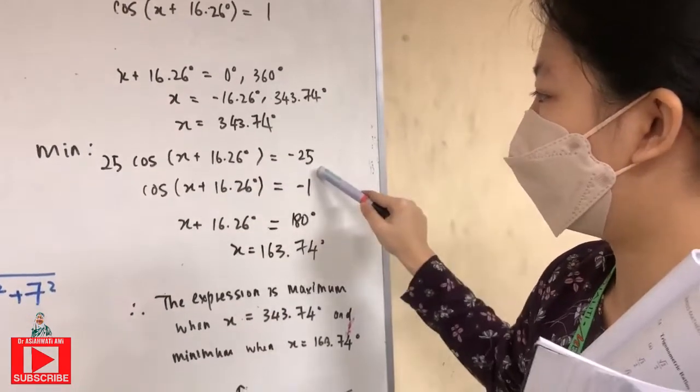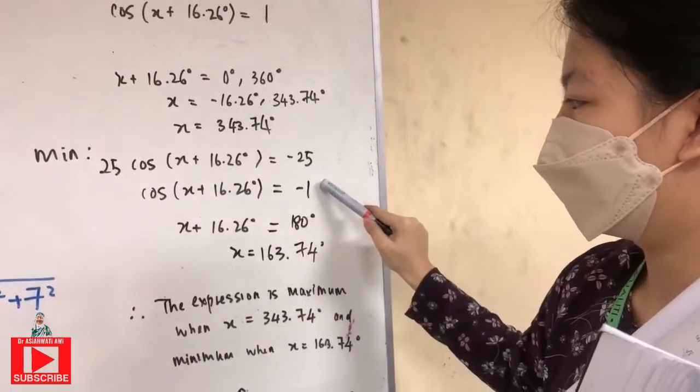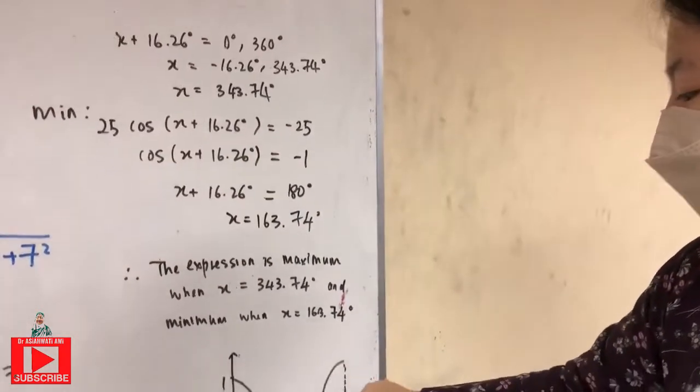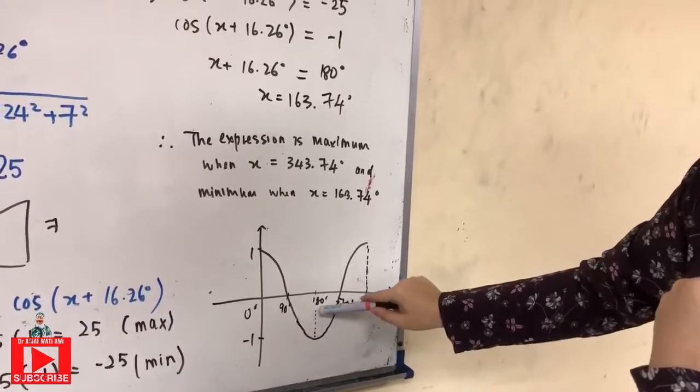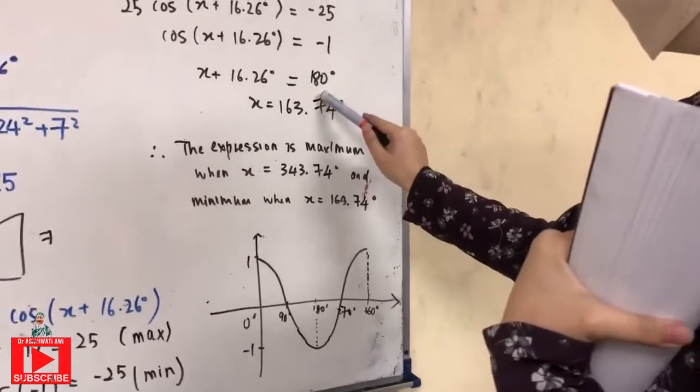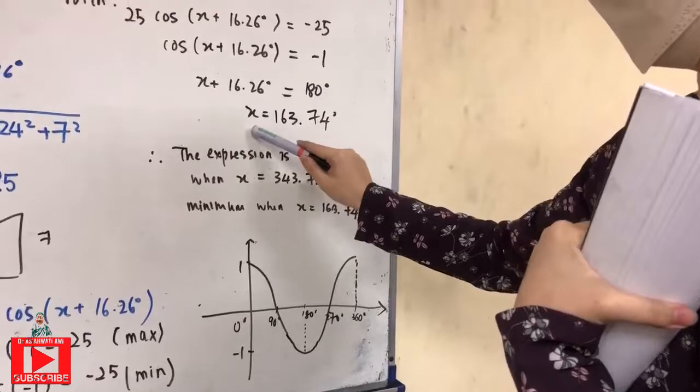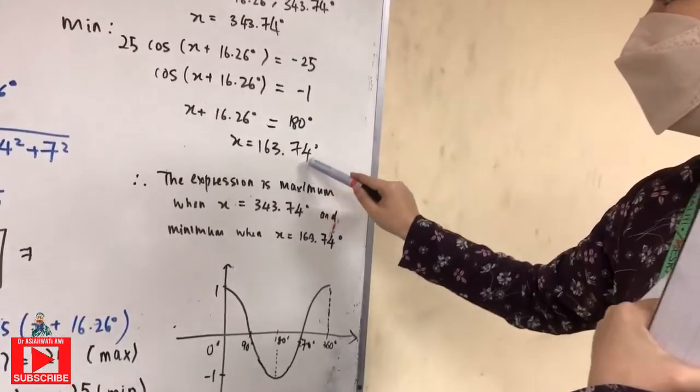So at the minimum, 25 cos(x plus 16.26 degrees) equals negative 25. So negative 25 divided by 25, we get negative 1. So on the cos graph, when it is negative 1, we have 180 degrees. So we minus 16.26, we get x equals 163.74 degrees.